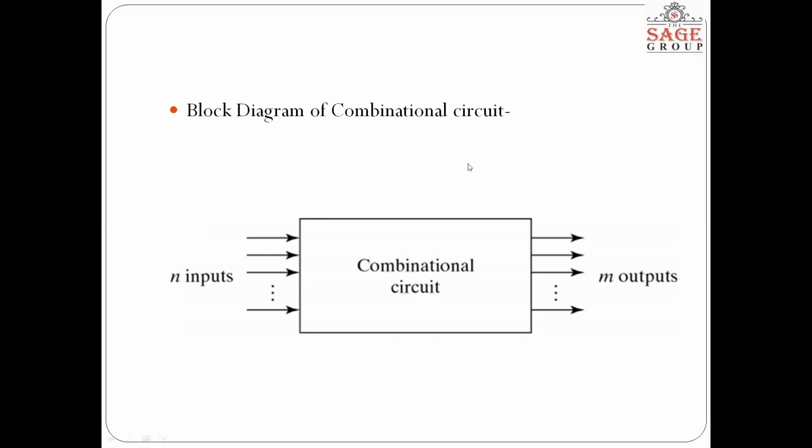This is the block diagram of the combinational circuit, right? Here there are n input lines and m output lines. If the number of input variables is n, there are 2 power n possible combinations of the input variables. And if m is the number of output variables, then there are m Boolean functions corresponding to each output. So this is some introduction of the combinational circuit.